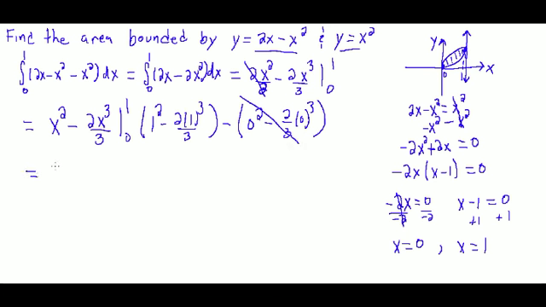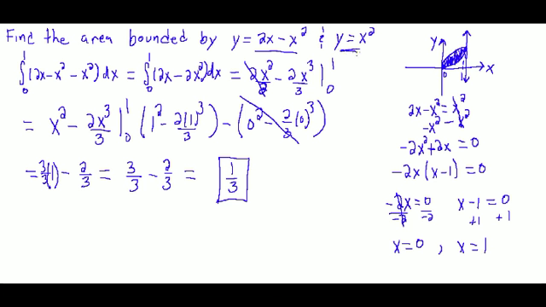So what we are left with is 1 minus 2/3. So what I'm going to do now is multiply this 1 by 3 over 3 so that I can have a common denominator and subtract these fractions. Now I have 3 over 3 minus 2/3, and what I'm left with is 1/3. And that is the answer for the area bounded by these two functions. Thank you.